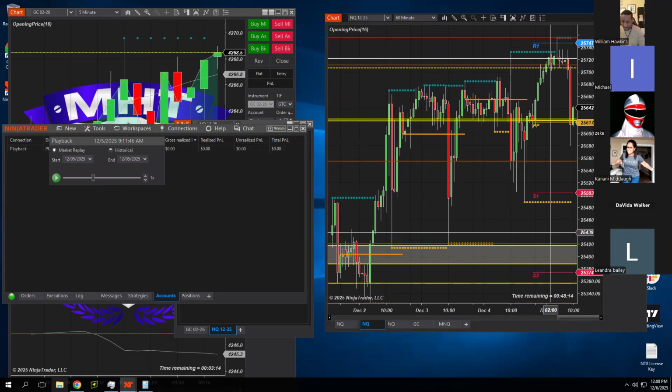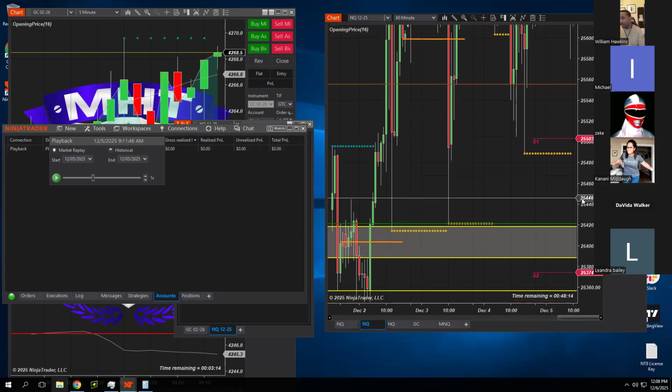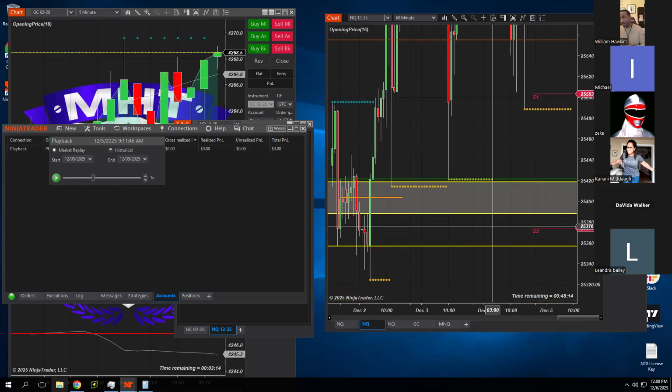Okay, so now this is the thing with the fair value gap. There are actually three modes of a fair value gap. I only teach the bounce. I only teach right here. It dipped down a little bit into it, but it bounced back up. And then it came down again. It didn't even go all the way to the fair value gap.